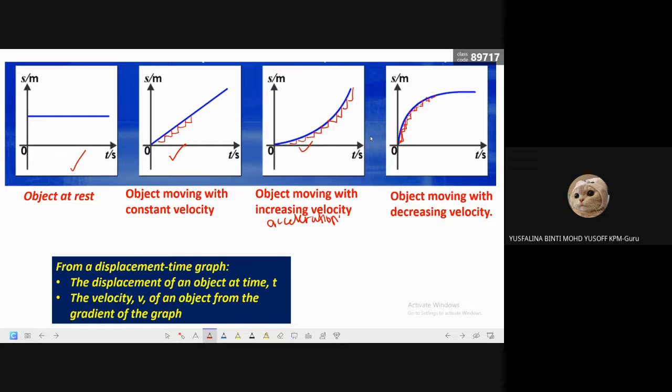Teacher, how do you find the increasing velocity value? Actually for your level, you only analyze the straight line graph. I mean the first one and the second one, the third and fourth one. The curve graph, if I'm not mistaken, you need to use differentiation. So we don't do that in physics.